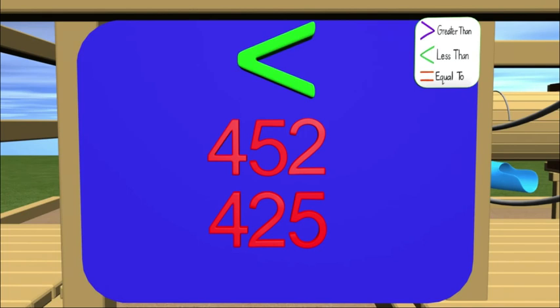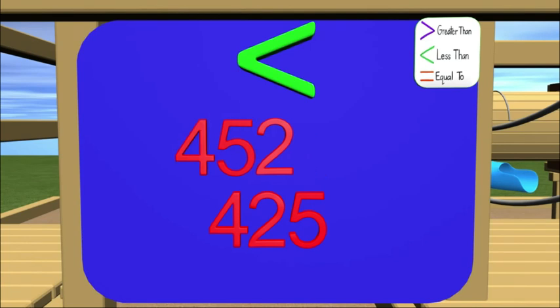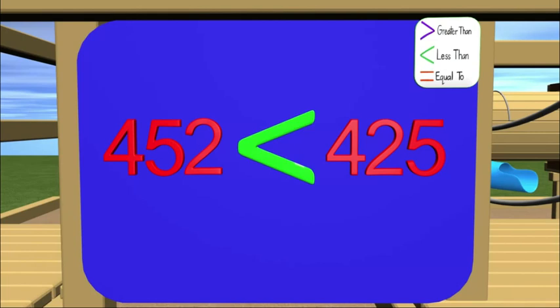Let's move on to the tens place. In the tens place, in the top number we have 50, and in the number below we have 20. Which number is greater, 50 or 20? The 50 is greater, so right away we know that 452 is a bigger number. This symbol wants to eat the larger number, so which number will it want to eat? Right, 452. If we were to read this statement, we would start from the left and say 452 is greater than 425. Awesome job, guys, you're doing great.